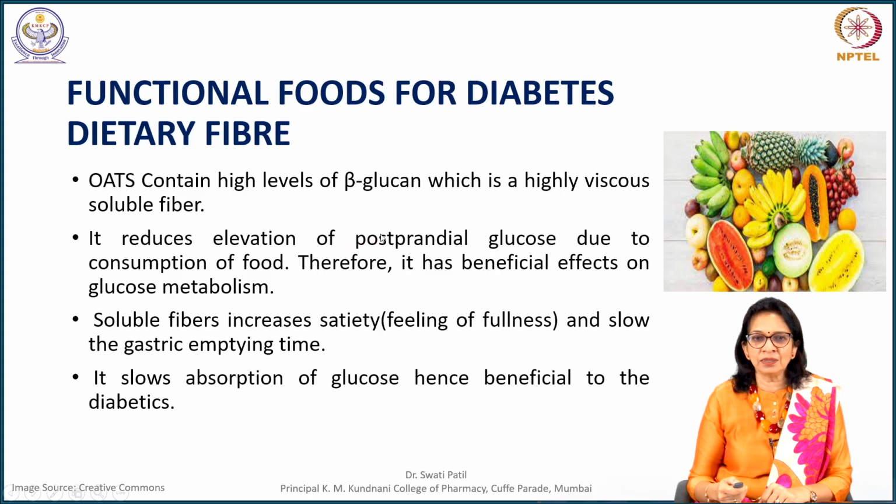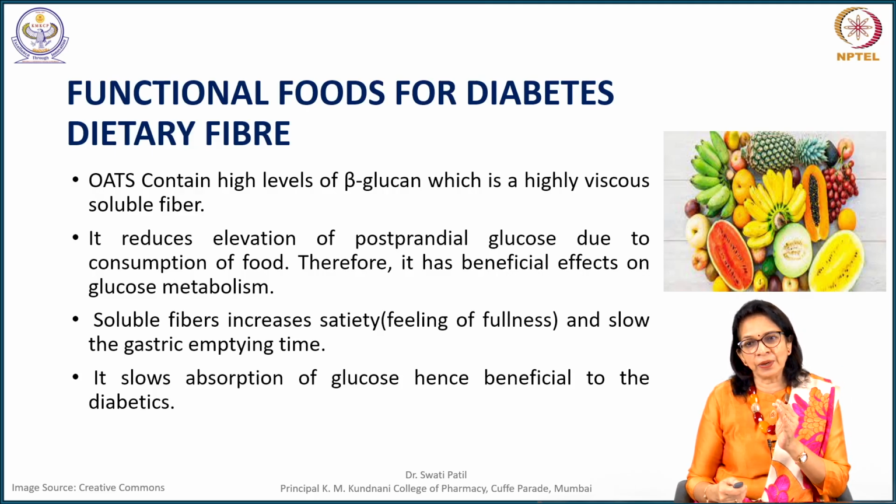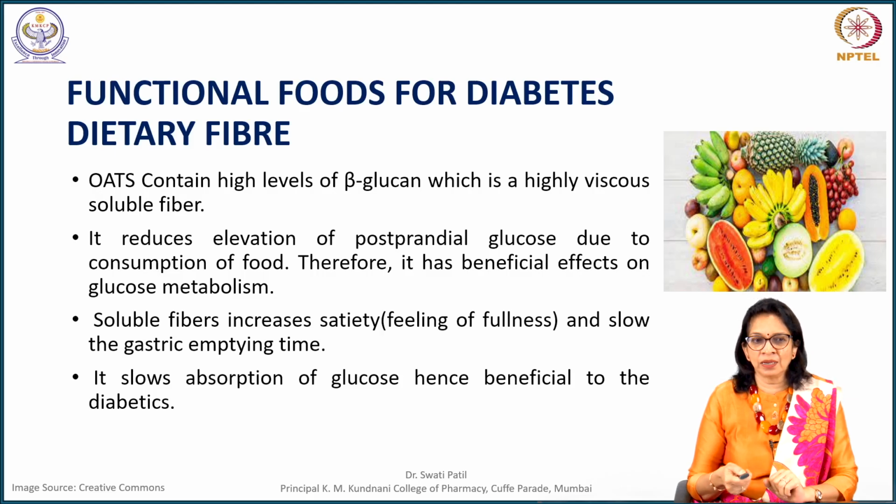In such cases, when the sugar remains high, what are the different kinds of nutraceuticals which are useful? Since the sugar is high, the first step is to avoid food which has a large amount of carbohydrates. One can shift to food with dietary fiber, for example oats, which contain a high level of beta glucan, a highly viscous soluble fiber. This reduces the elevation of postprandial glucose after consumption of food. Therefore, it has beneficial effects on glucose metabolism.